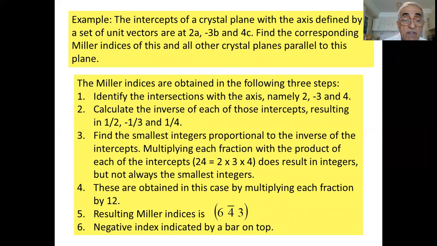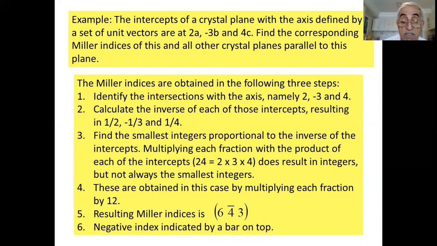Second, calculate the inverse of each of these intercepts, resulting in 1 by 2, minus 1 by 3, and 1 by 4. Third, find the smallest integers proportional to the inverse of the intercepts, multiplying each fraction by the product of the intercepts, so 24, which is 2 by 3 by 4. This results in integers, but not always the smallest integers. These are obtained in this case by multiplying each fraction by 12, resulting in Miller index 6, 4 bar, 3.